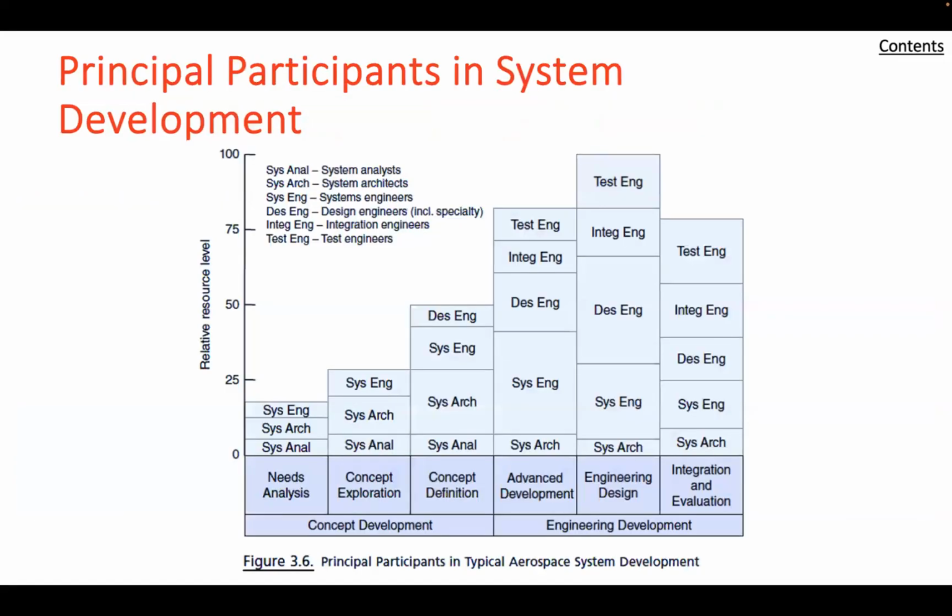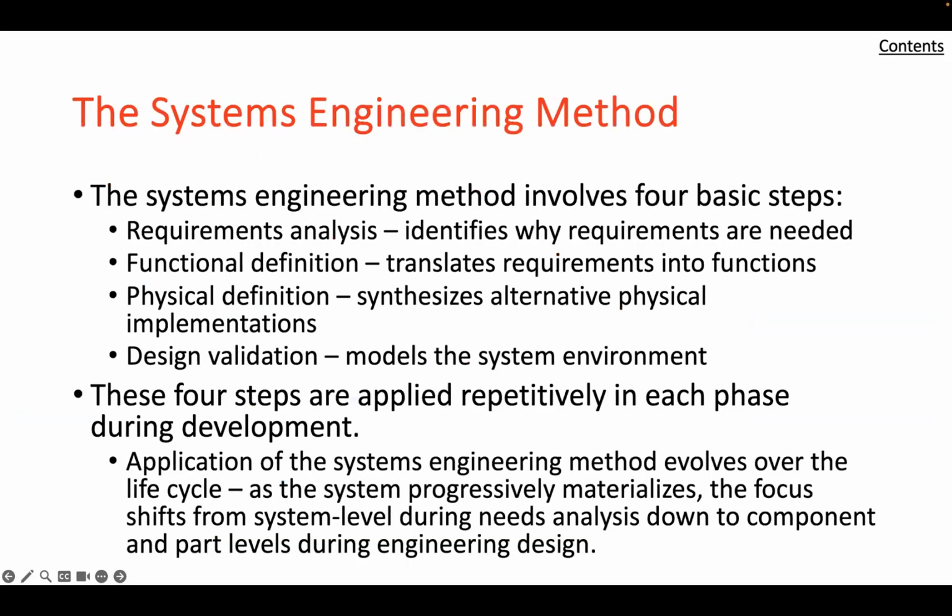So just as a reminder, going back to one slide, this is the principal participation in system development as we go from one phase to another. And so I was mentioning that. You can either pause there, or we talked about this chart already. But moving forward, let's talk about the system engineering method.